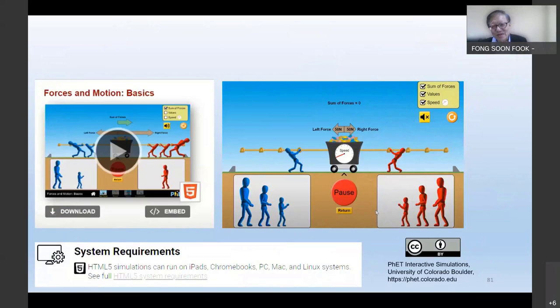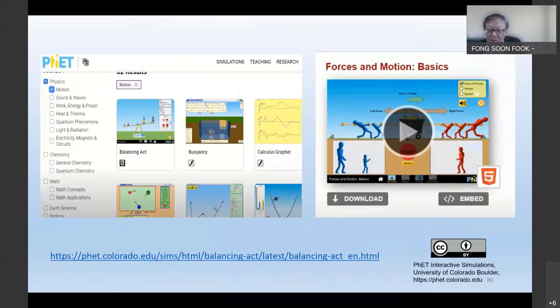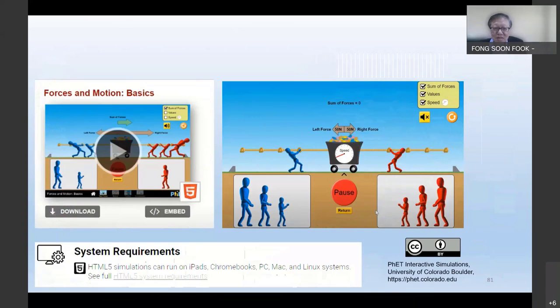This is interesting because the students like to have animation. True. Yes, and hands on. And they can manipulate, you're right. They can change the values.